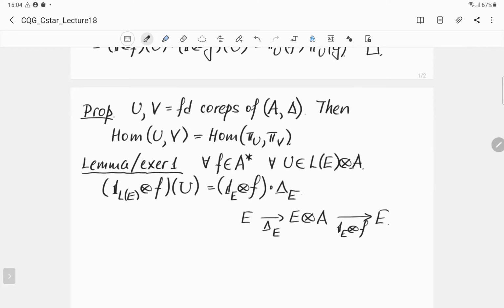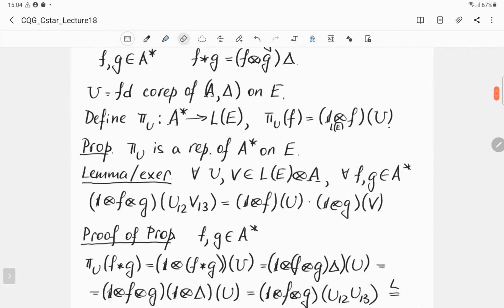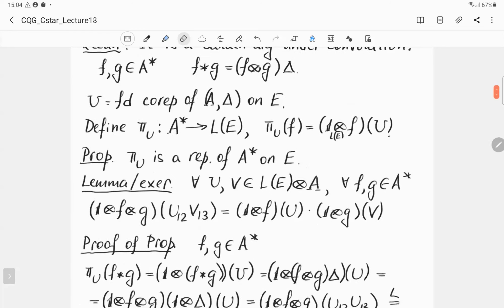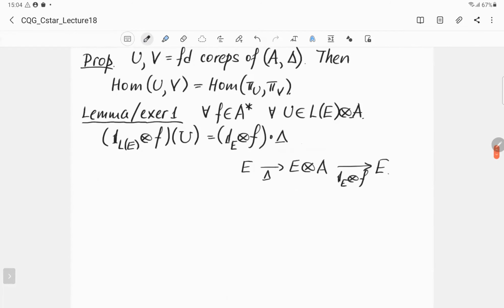And again, the proof is delta E. Not delta, I denote this map by delta U, if I'm not mistaken. Let's look once again. Yes, this is delta U. Okay, so this is a straightforward computation. Again, by linearity, it's enough to prove this formula in the case where U is an elementary tensor. And in this case, the proof is straightforward. Okay, and now lemma 2, exercise 2.